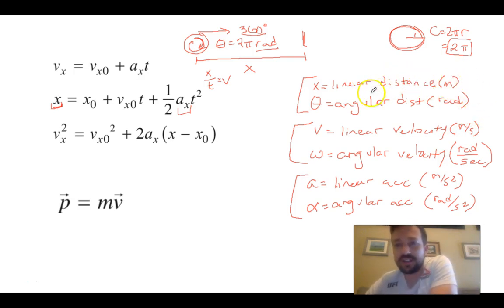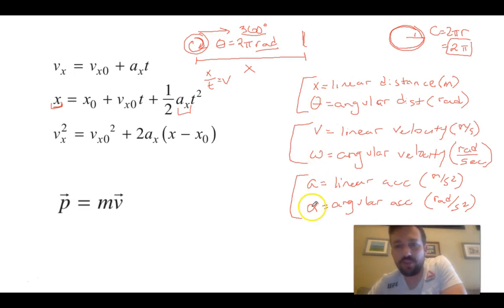So linear distance and angular distance, one is x, one is theta, one is measured in meters, one is measured in radians, right? Okay, look at the linear velocity. It's meters per second. The other, angular, is radians per second. Linear acceleration is meters per second squared. Angular acceleration is radians per second squared. Okay, so these three things are very similar.